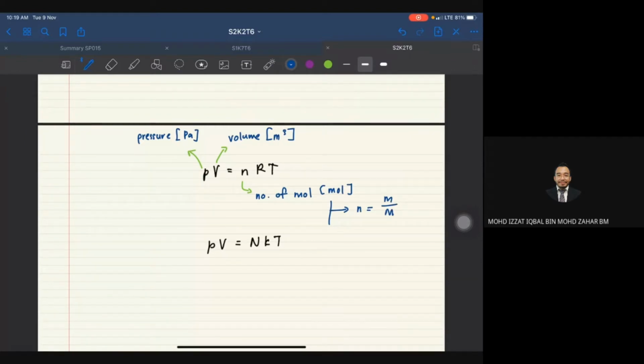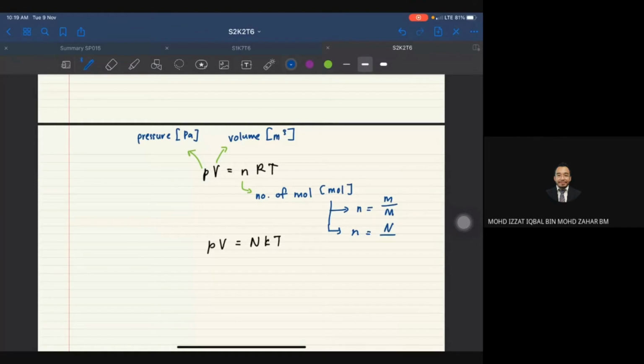Okay, thank you Farahia. Say you are given the number of atoms. What do you divide by? Izzati. If you want to find the moles, given the number of atoms, you have to divide by what? Avogadro. Yes, Avogadro. So I think you guys know what the value of Avogadro is? 6.02 times 10 to the power of 23. Okay, very good. Thank you.